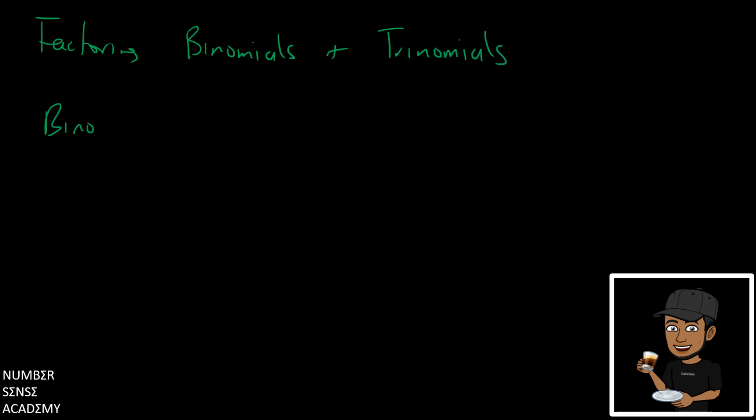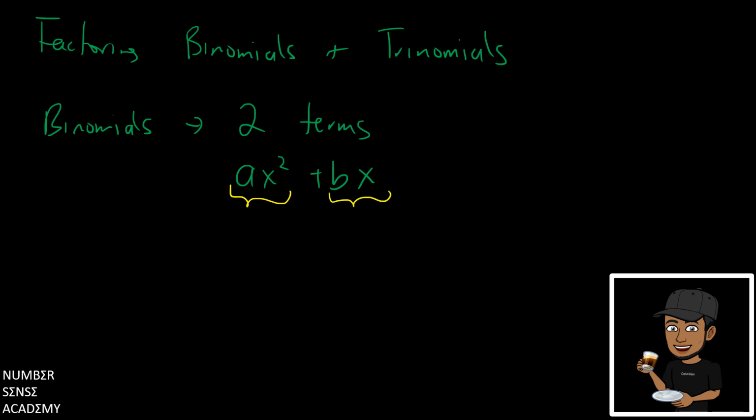So, binomials are expressions with two terms. For example, you have ax squared plus bx. There are only two terms. Sorry, not the plus part of it, just the bx part of this one. In this case, the type of factoring that you can do is kind of limited. You can only do what we call the greatest common factor. So you look for the term that's common in both terms, and you pull that out, and then you write it as a product.